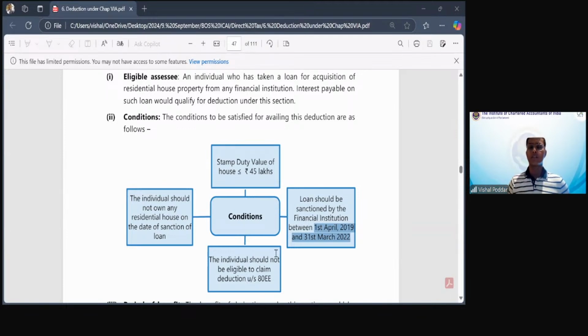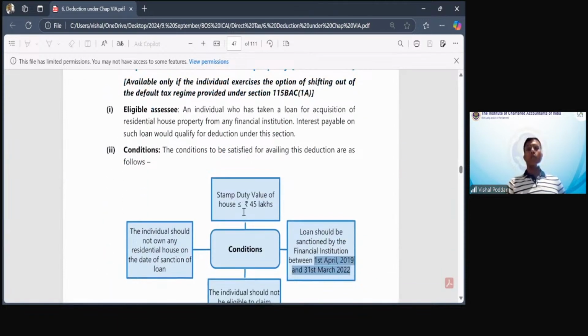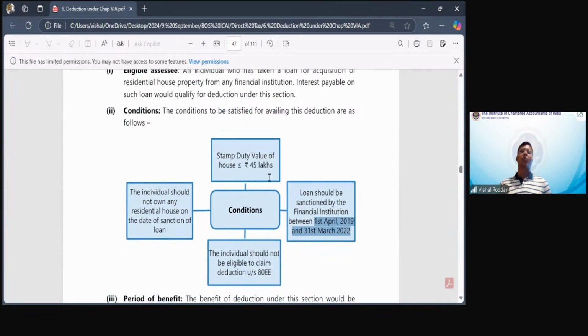But it is not necessary that entire interest will be allowed here also. Why? Because these sections have their own criteria and conditions. What are the conditions? The stamp value of your house should not exceed 45 lakhs. This is in 80EA, and in 80EE, the condition was that the value of house should not exceed 50 lakhs and the loan value should not exceed 35 lakhs. So 80EE had the condition that house value not exceeding 50 lakhs, loan value not exceeding 35 lakhs. 80EA says that the stamp value of the house should not exceed 45 lakhs. Here there is no criteria for the loan amount.